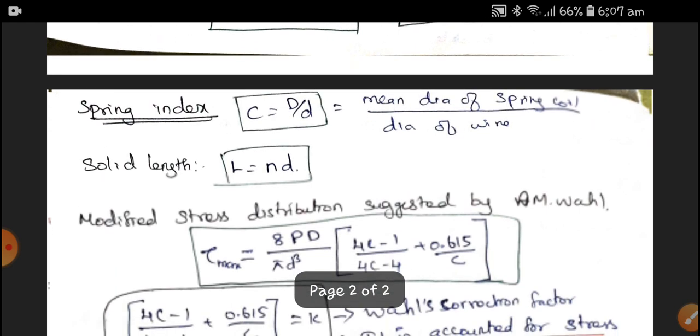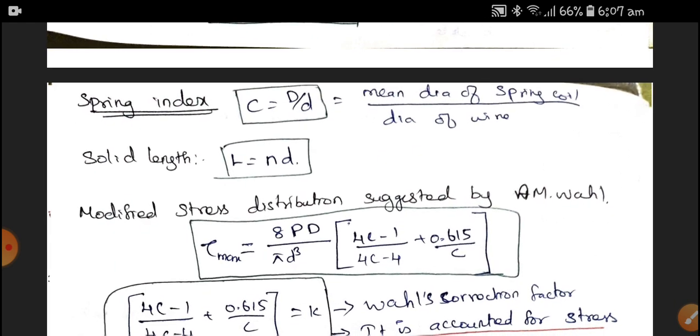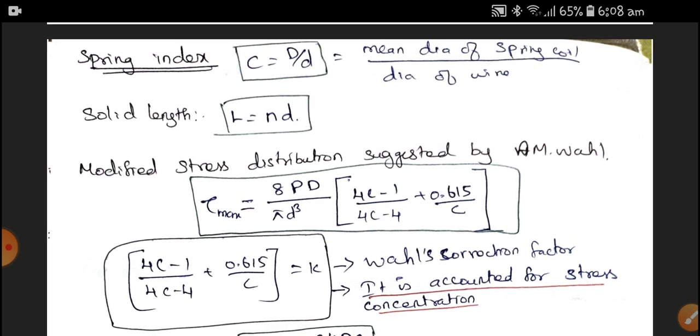And next, we are going to discuss an important term, the spring index. Spring index is notated as C. Spring index is the ratio of the mean diameter of the spring coil to the diameter of the wire. According to the spring index, we decide the size and stiffness of the spring. Therefore, the stiffness or deflection is related to the spring index.